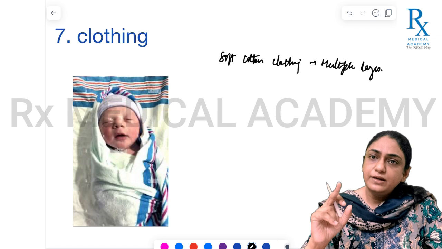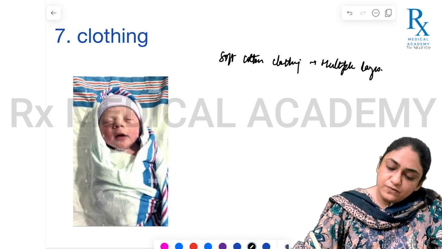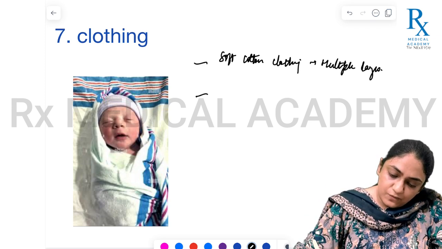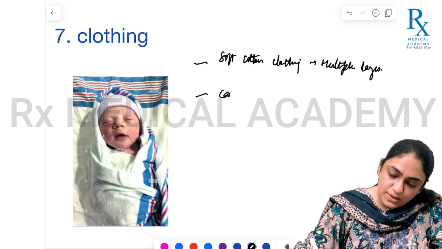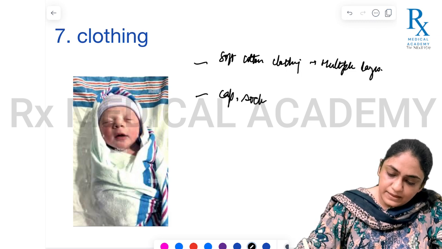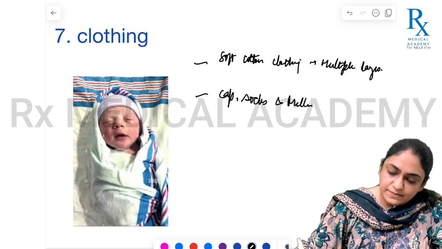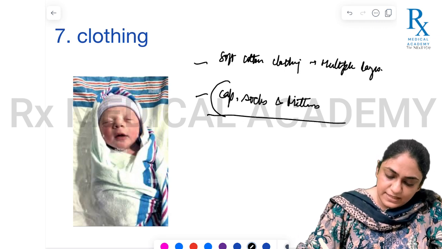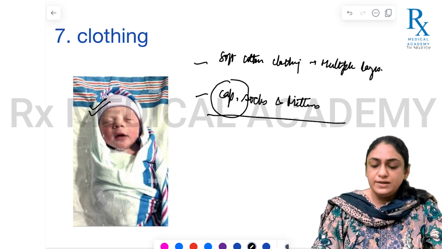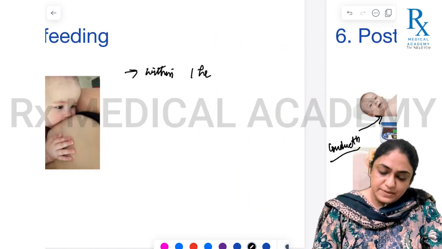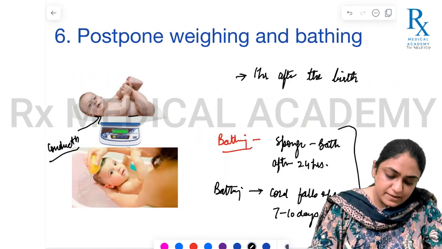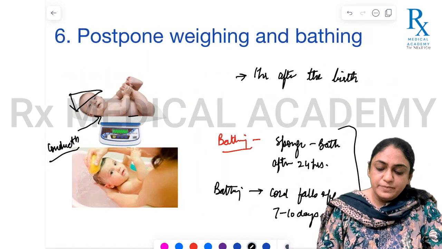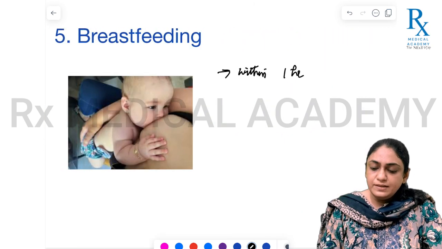Now one point to remember, that along with 2 layers of clothing, baby should also be worn cap, socks and mittens. Cap, socks and mittens. Initially very important is specifically cap. You can see in this picture the baby is wearing a cotton cap. In all these pictures a cap should be there, right? The baby should be wearing cap all the time.